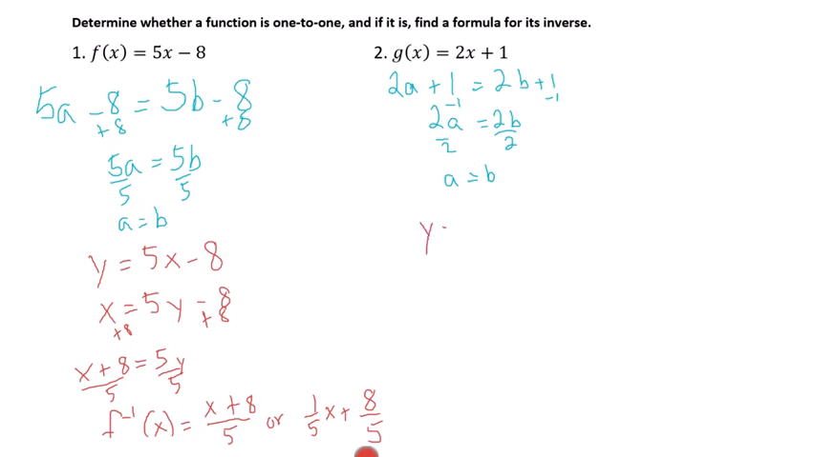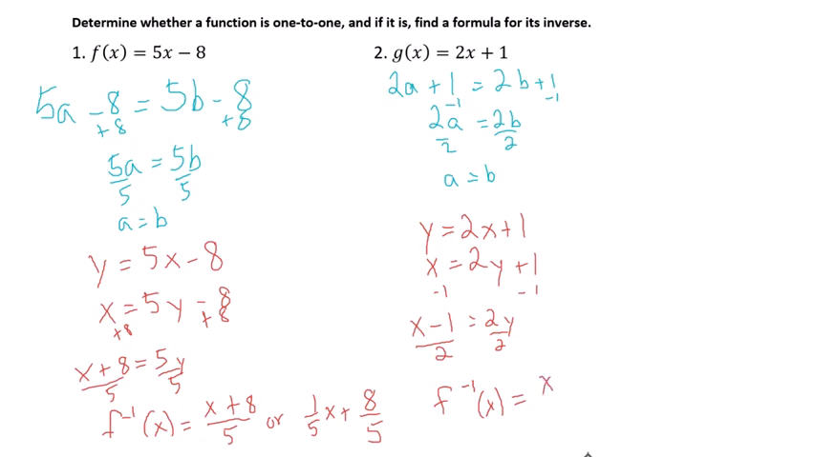And so y equals 2x plus 1, and then switch your x and y's, and then solve for y. Subtract 1, x minus 1 equals 2y, divide by 2, and you get f inverse of x is equal to x minus 1 over 2, or 1/2 x minus 1/2. All right, let's look at the next example.